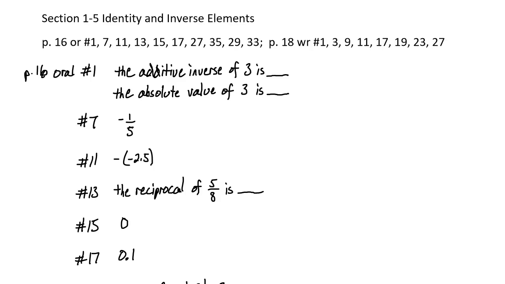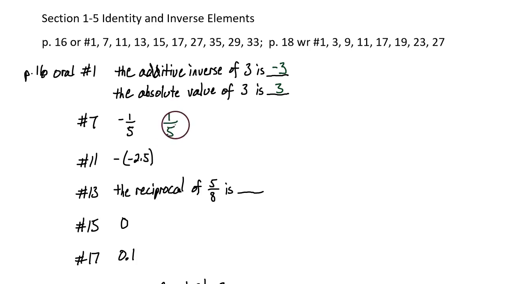On page 16, the oral exercises, number 1 asks for the additive inverse of 3. Additive inverse is another word for opposite, meaning the opposite sign. So the opposite of 3 is negative 3. The question also asks for the absolute value of 3. Absolute value is the positive distance from 3 to 0 on a number line. That's 3 units. Number 7, the additive inverse of negative 1/5 means the opposite of negative 1/5.